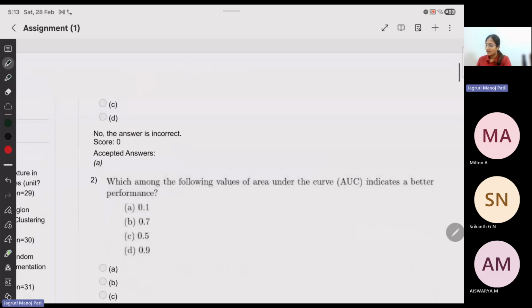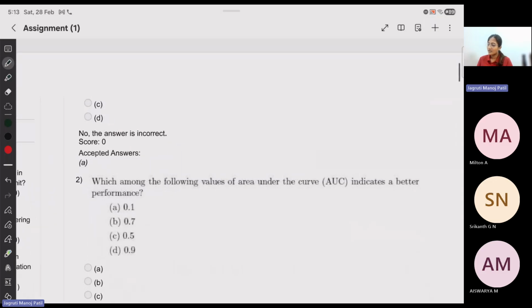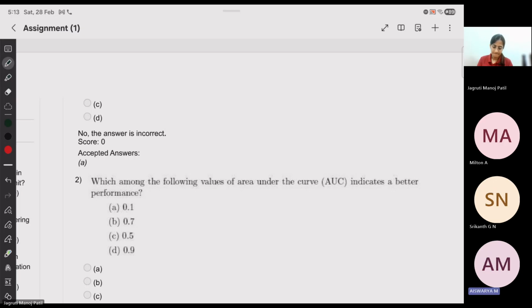Okay, then next one. So this is something like area under the curve analysis. Which one do you think gives you a better performance? The higher it is, the better it is. So which of the following values suggests that your area under the curve will indicate a better performance? 0.9. Yes, of course, 0.9. So 0.9 is nothing but it will show you a better performance there. Okay.